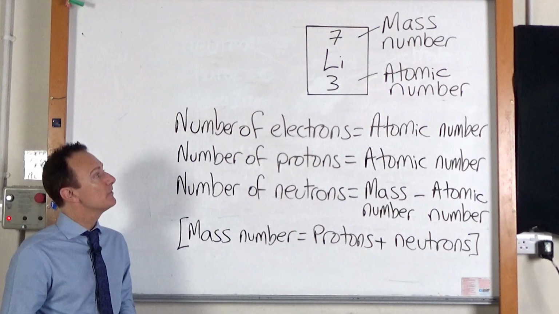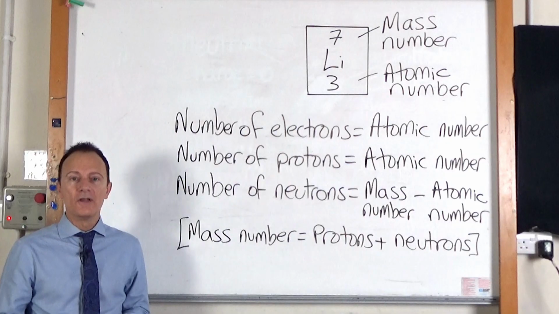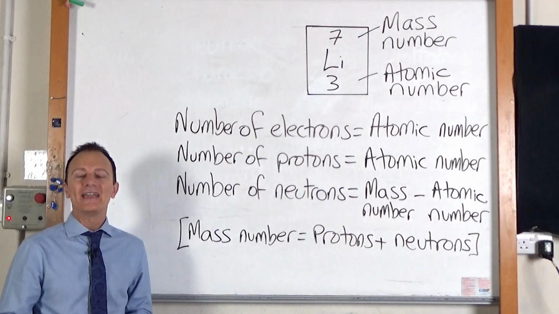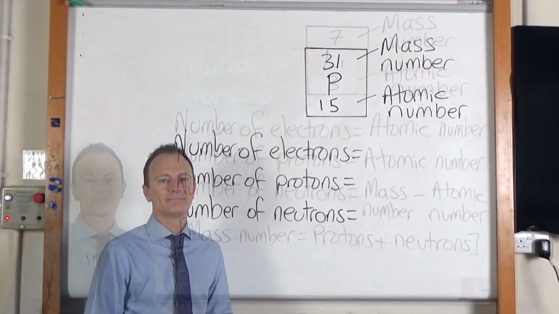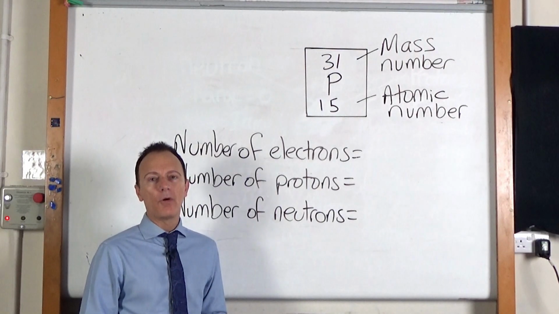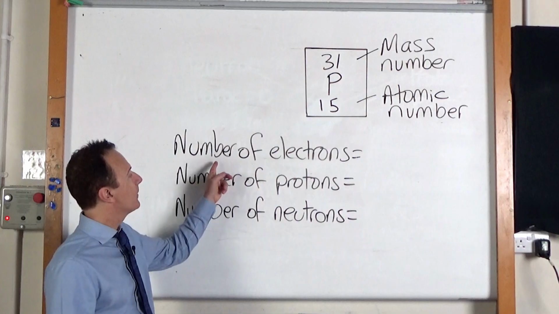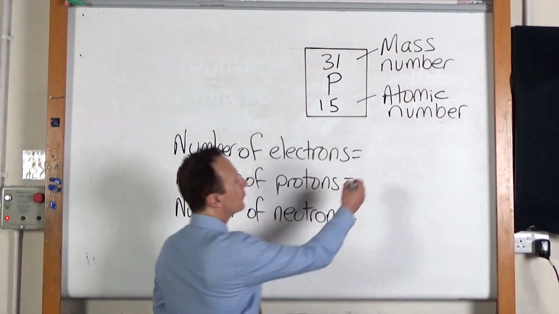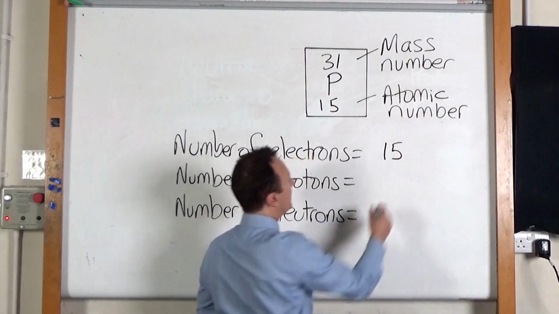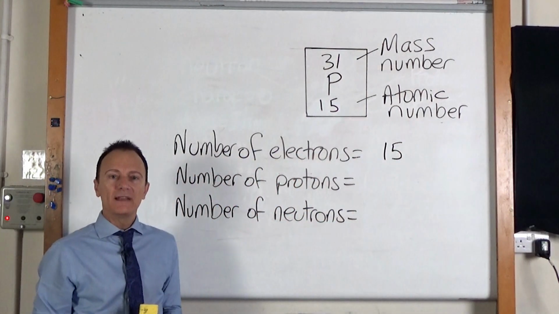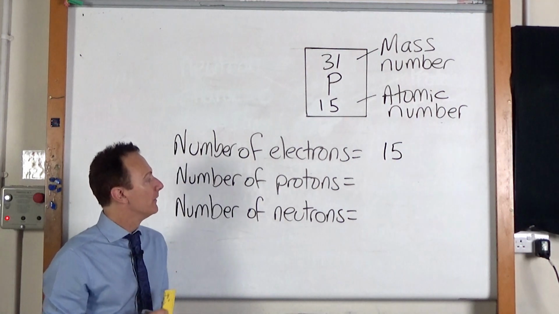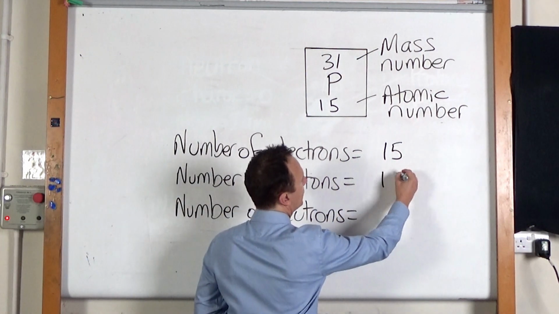So what does the mass number actually tell us on its own? Well, the mass number tells us the number of protons and neutrons in the nucleus. Let's look at another example, phosphorus. If I want to work out the number of electrons, I look at the atomic number. So for phosphorus, it would have 15 electrons. Similarly, for the number of protons, I would also look at the atomic number. So it has 15 protons.